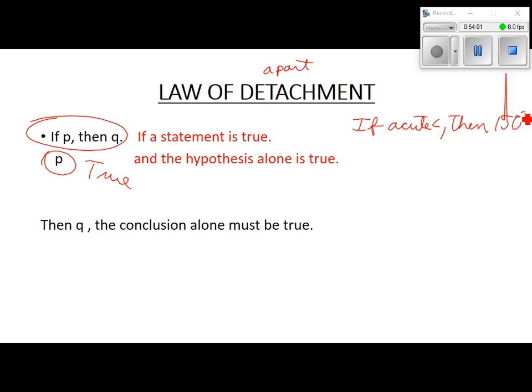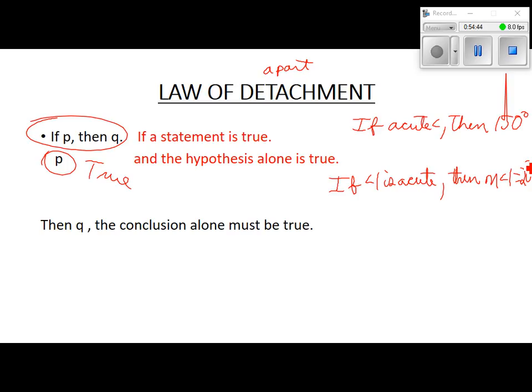All right? So if we said something like, if angle 1 is acute, then measure of angle 1 could be 20 degrees. All right? That's a true statement. We take it apart, and I tell you, this part is true. I'd have to tell you that. Angle 1 is an acute angle. Then what's that tell us about that second part? That's true also. All right? That's the law of detachment.